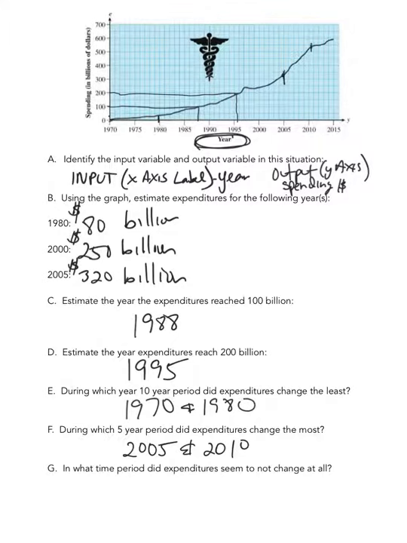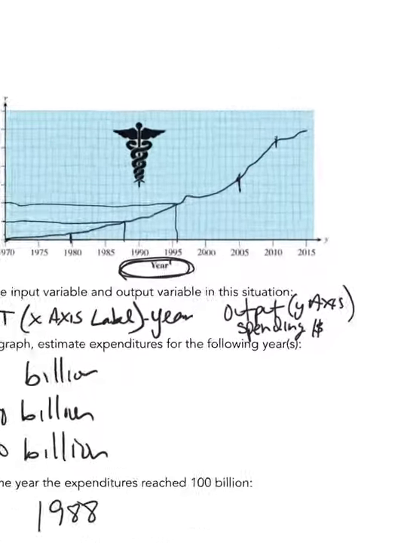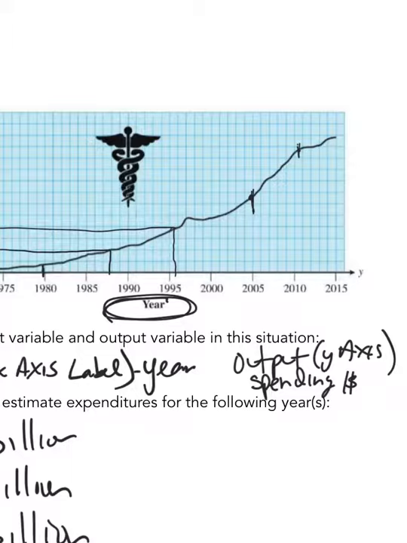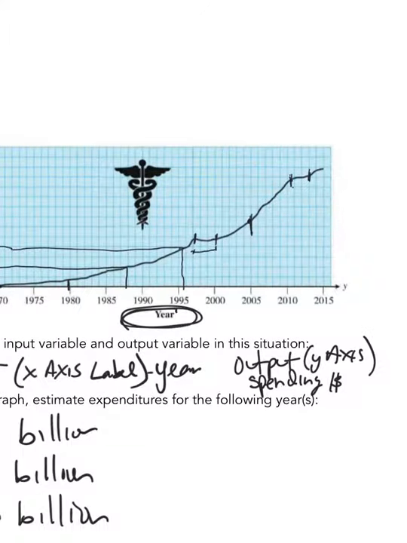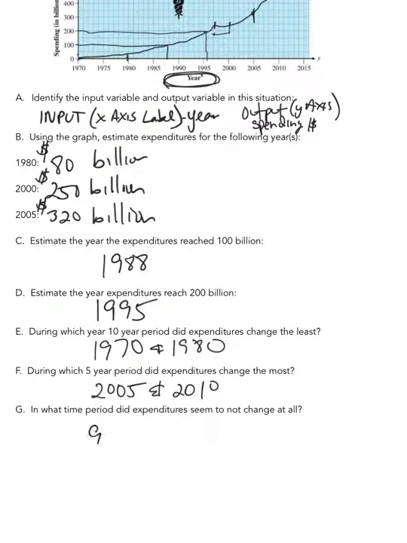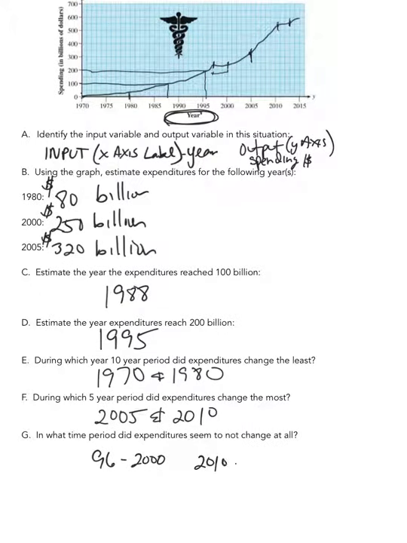And then last, in what time period did expenditures seem to not change at all? We don't really have to do a 5-year one, but if I look between here and say right here, actually there's more than one. Let's go here. So we have 1996 to 2000, and then we have, let's say, 2010 to 2012.